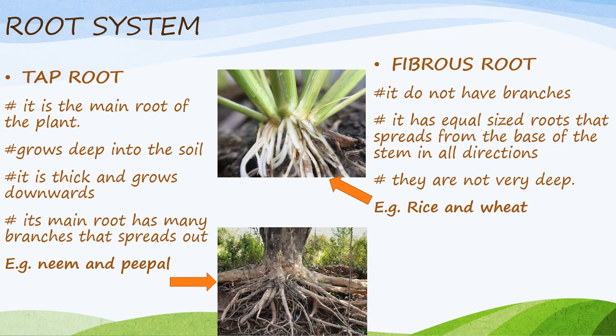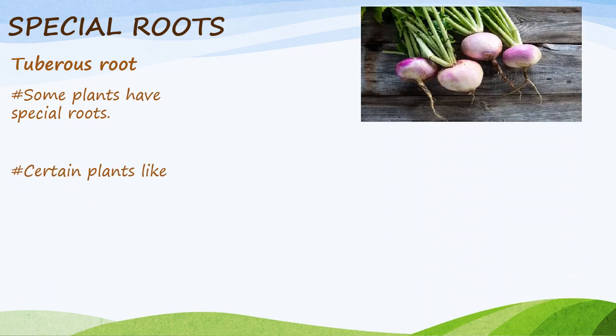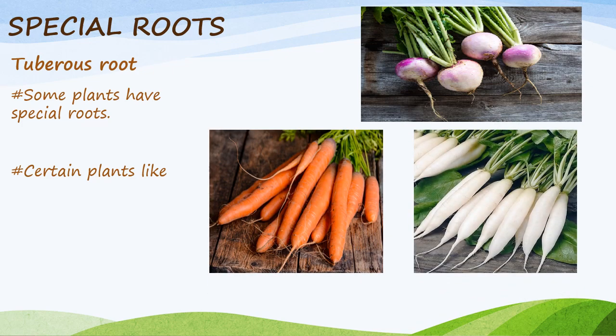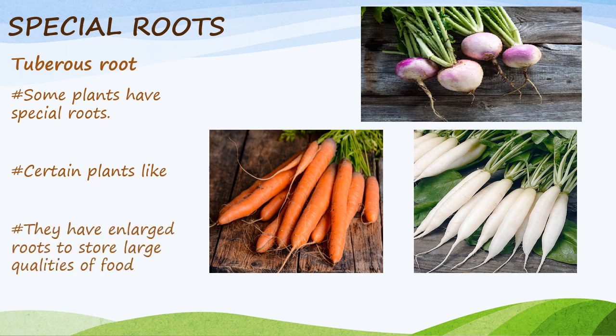Now we'll see a few more special roots. One type of special root is tuberous roots. Some plants have special roots like turnip, carrot and radish. What is the speciality of these roots? They are very enlarged roots and they store large quantities of food. These are called tuberous roots, and we should include this type of food in our daily routine.